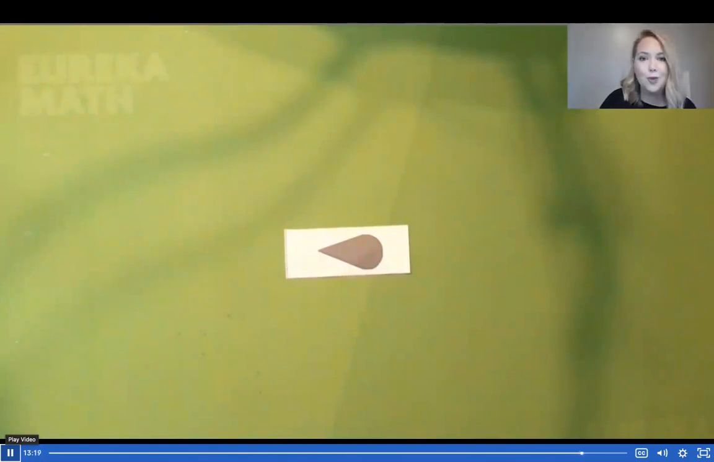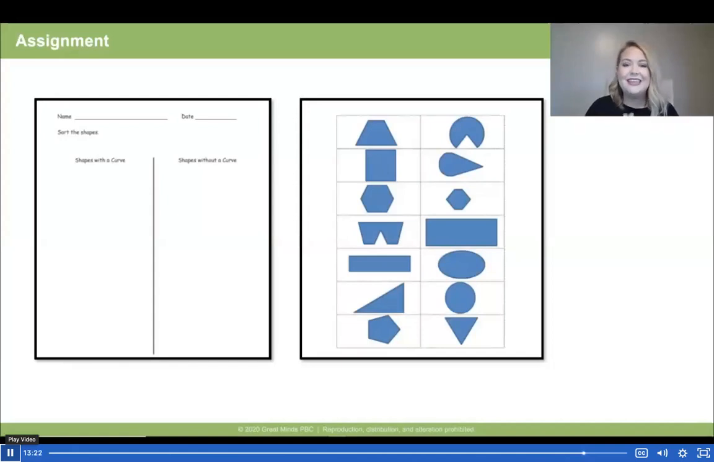I think we're ready for our problem set. Remember to get the other piece of paper that came with today's problem set. You're also going to need the shapes that you cut out for our lesson to use in your problem set as well. I'm going to read the directions so that you may begin. You are going to complete the entire problem set today. The directions say, sort the shapes. You are going to sort the shapes into shapes with a curve and shapes without a curve. So go ahead and complete your problem set now.